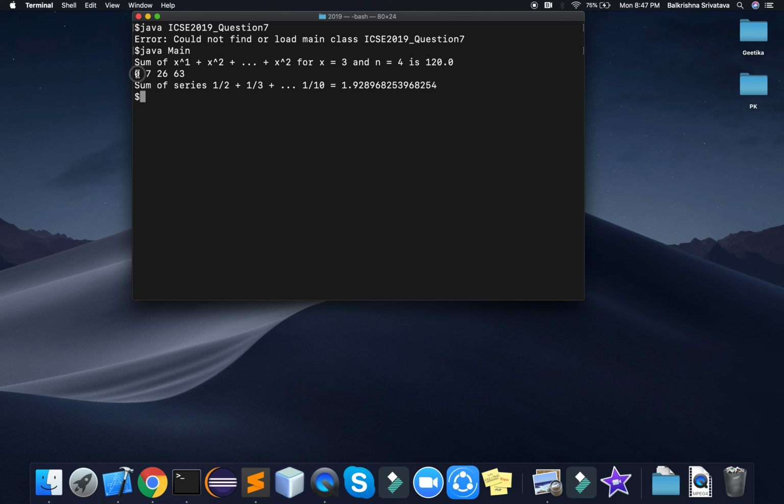Okay, so 0 7 26 63 for series 4. For the first it is 120, which is 3 plus 3 square plus 3 cube plus 3 to power 4. So you can verify: 3 plus 3 square is 12, plus 27 is 39, plus 81 is 120, which is right. And then here the sum of series is shown.